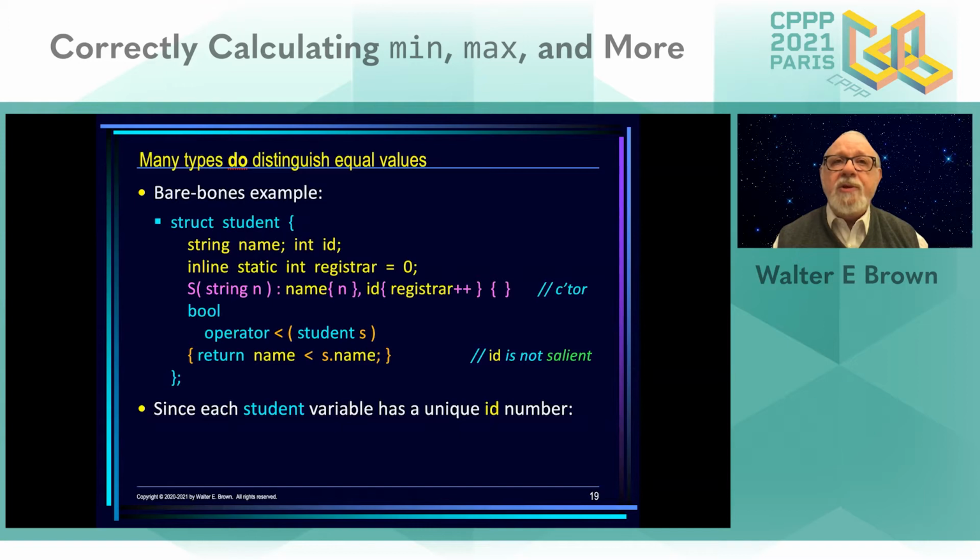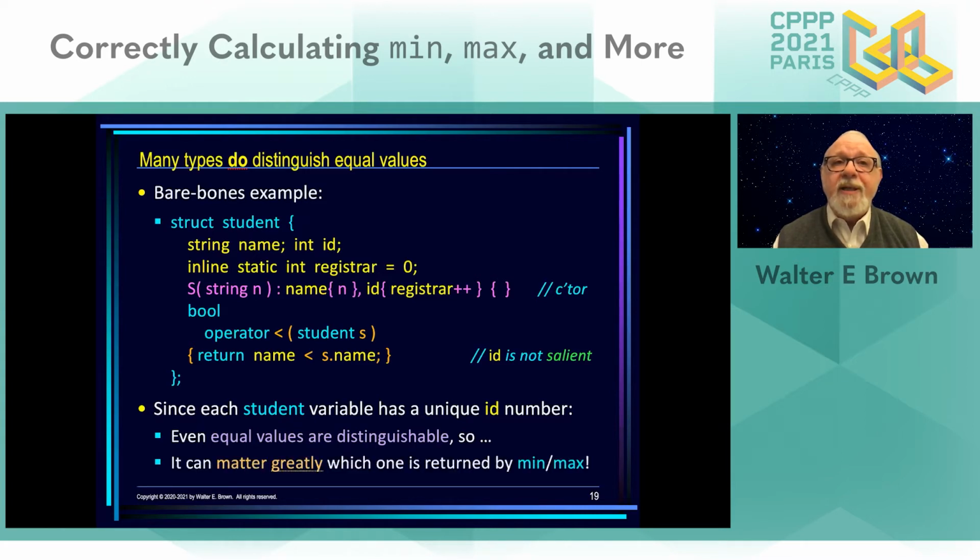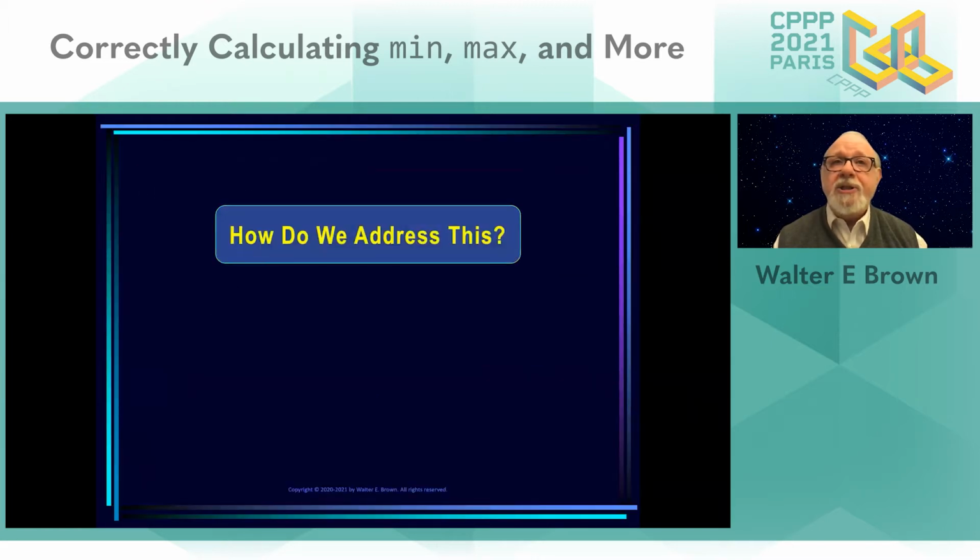Since every variable of this type is now going to have a unique ID number, even values that are equal are distinguishable. So two students may have the same name, but they're nonetheless distinguishable because their IDs are different. Therefore, it can matter a great deal which of the two is going to be returned by min or by max. So, of course, the next question is, how do we address this issue?